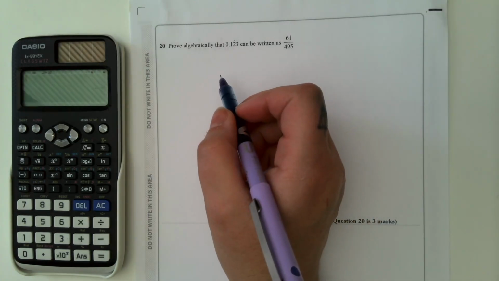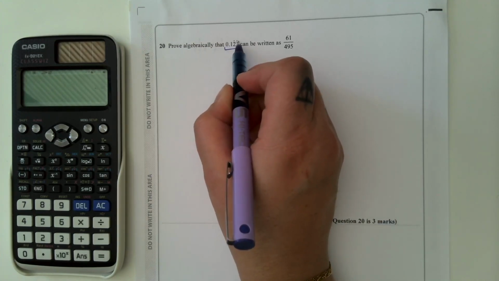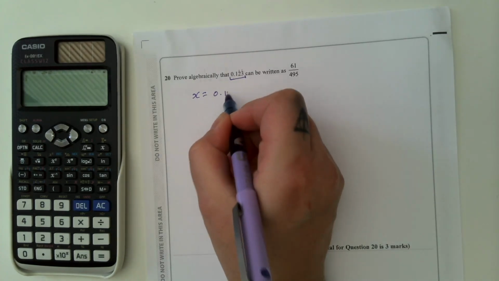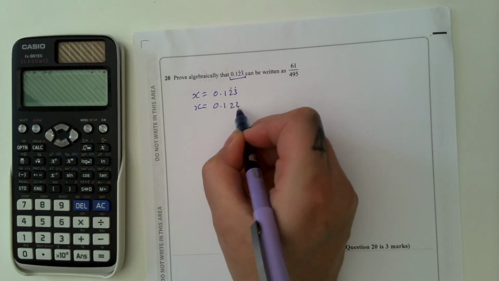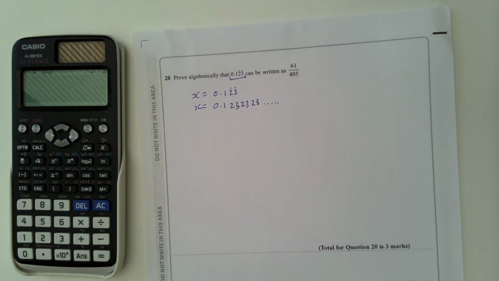Question 20. Prove algebraically that 0.123 recurring can be written as 61 over 495. So we're going to write this as an algebraic fraction. And what's really important to note here is that the recurring signs are only over the 2 and 3. So this value, 0.123 recurring, is technically 0.123, 23, 23, and it would keep going repeating the 2, 3.